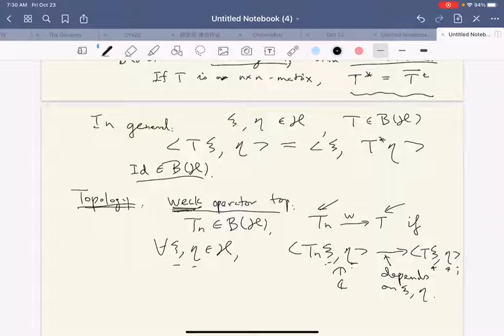Actually, Xiao-Gang, this is a good discussion. First, I want to ask your opinion. You don't like this weak operator topology? Because to me, this is almost the only one.